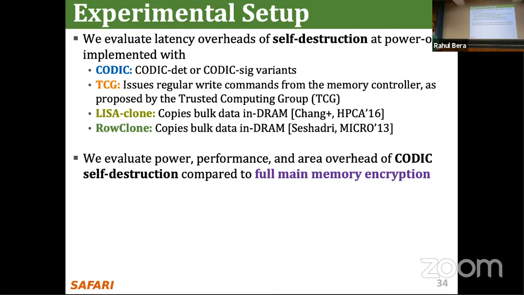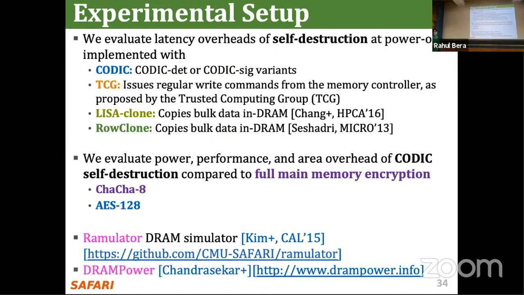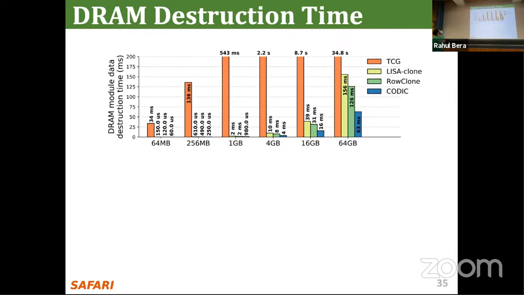And we evaluate power, performance, and area overhead of CODIC self-destruction compared to full main memory encryption as well. These are the full memory encryption schemes we evaluate, SHA-3 and AES-128. For this evaluation, we use Ramulator, a simulator that we also developed in our group, and DRAMPower for measuring power. These are some results. This is the destruction time. Here in the x-axis, we have different sizes of DRAM, and in the y-axis, we have the destruction time, right? So we observe that our CODIC approach is 500x quicker than TCG.